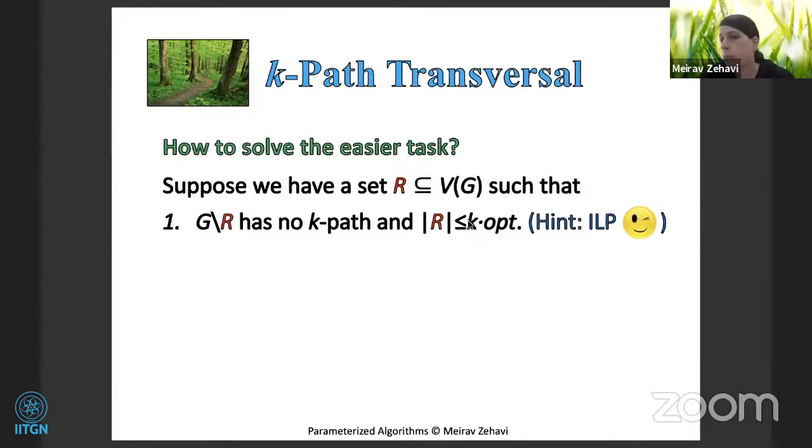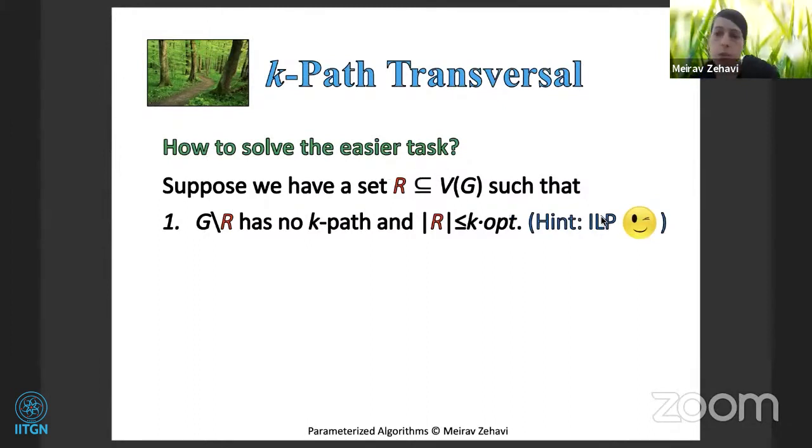So if you still remember, this is not a good solution for the problem we started with. Yes, it is a solution, meaning that it hits all the paths on k vertices. But here from the set R, we only require it to be of size k times opt. So this is not an order log k approximate solution. And so we would like to find such a set R. This is much easier than that.